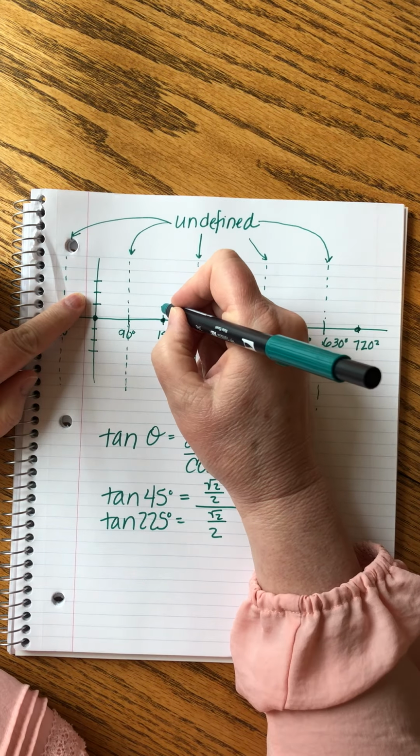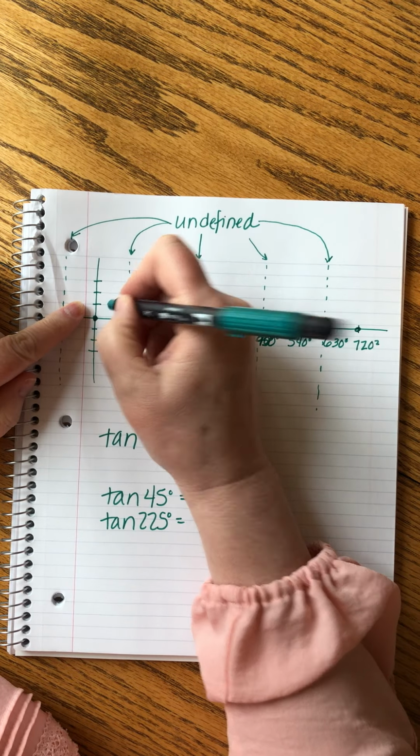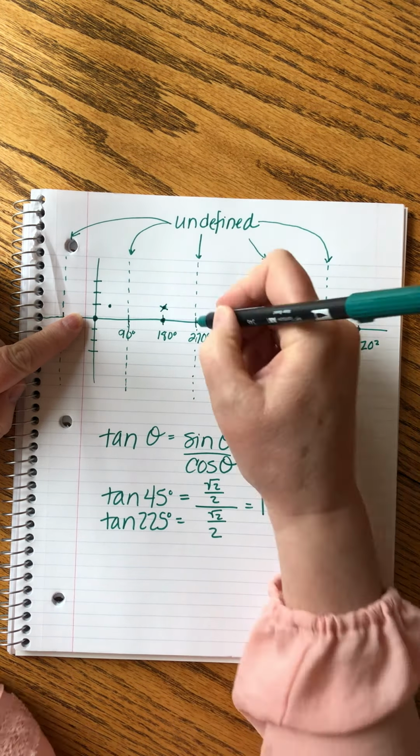At 180, it's 1. No, I'm sorry. It was at 45 degrees. 45 degrees, and at 225 degrees, which is here. There. What about the other two?